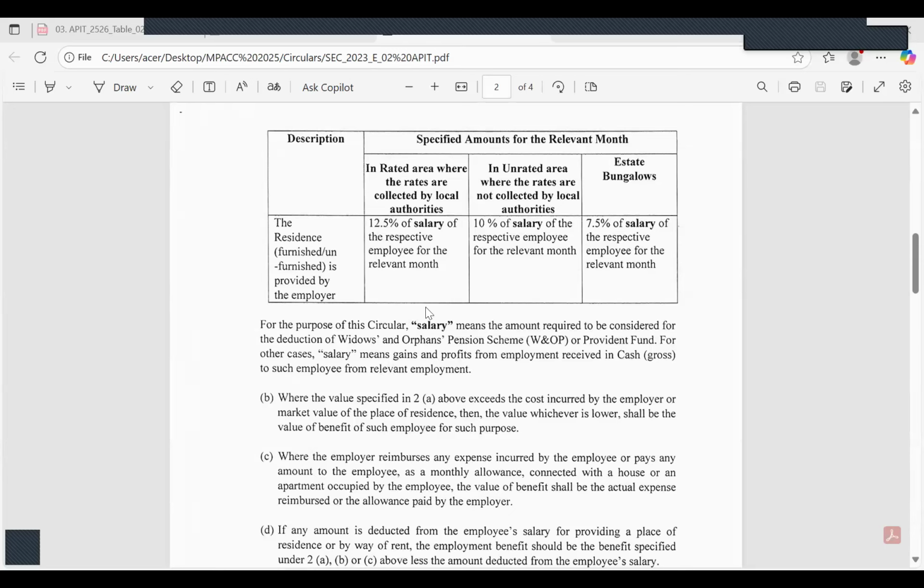That amount should be considered as a salary. Mainly that this is basic salary. For other cases, salary means gains and profits from employment received in cash by such employee from relevant employment.